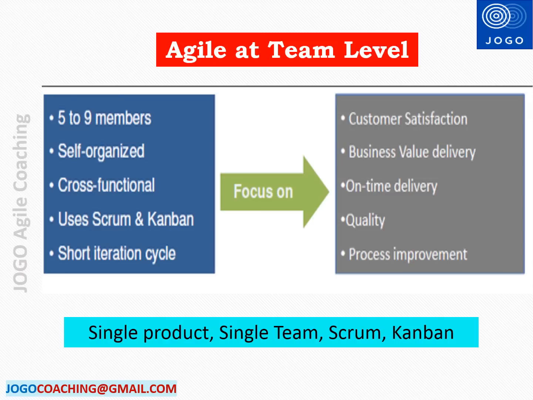Team will deliver product in short iterations that are called sprints. One Scrum team will work on a single product and they will have one product backlog. This is called Agile at team level. Team will work on a single product. Hope this is clear to you.